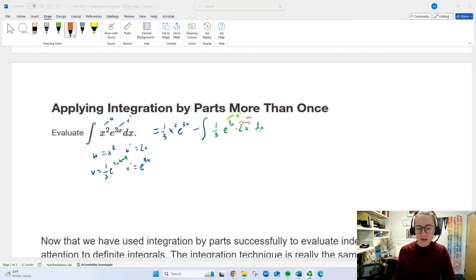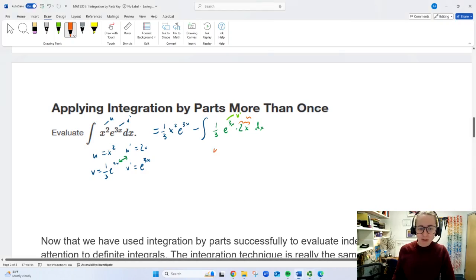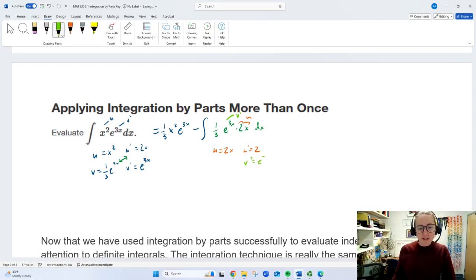And same kind of thing that I did before, I'm going to let my u be 2x because it's going to get easier when I take my derivative. I'll just have a constant. And then I am going to let v prime equal my e to the 3x. I'm going to move that 2 and that 1/3 just out in front of my integral. And now when I'm taking my antiderivative of e to the 3x, I will still just end up with e to the 3x divided by 3 right there.